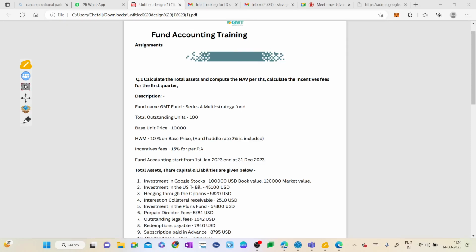First of all, we'll read this example together and see. The question was to calculate the total assets. First of all, you need to recognize what the different assets are. Then the question was asking that once you calculate the total assets, you can compute the net asset value per share.